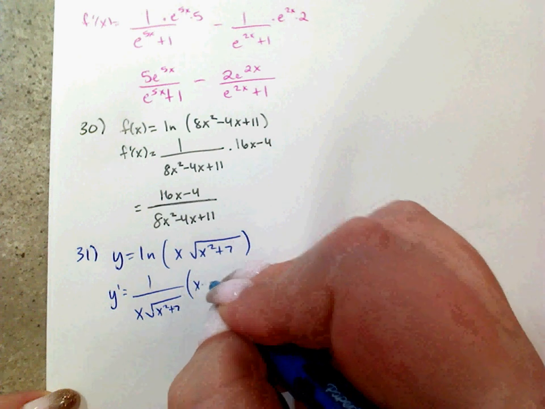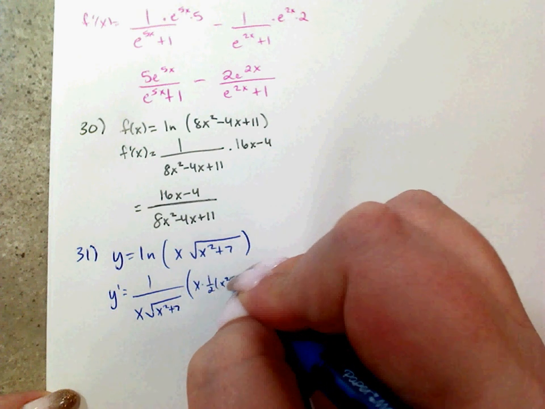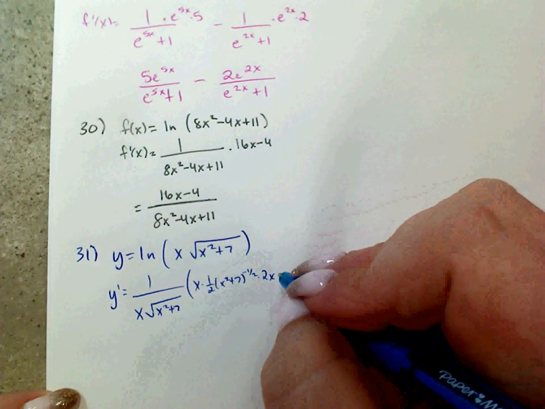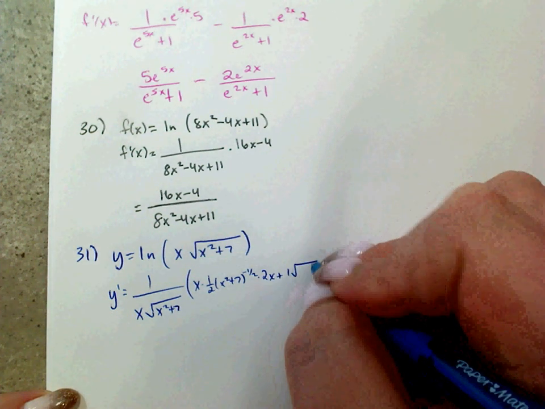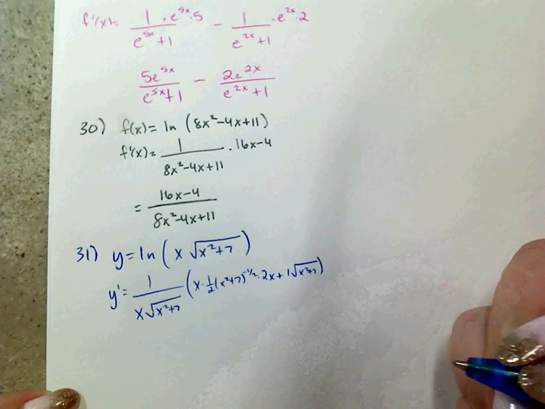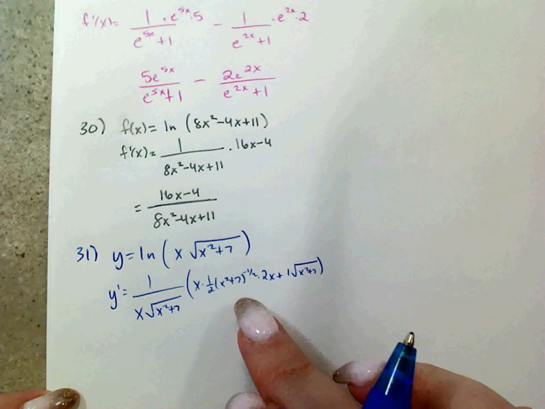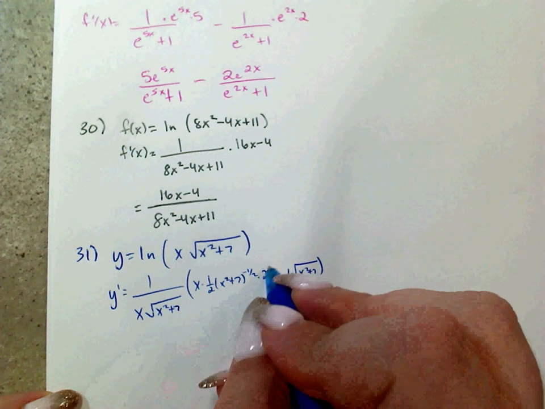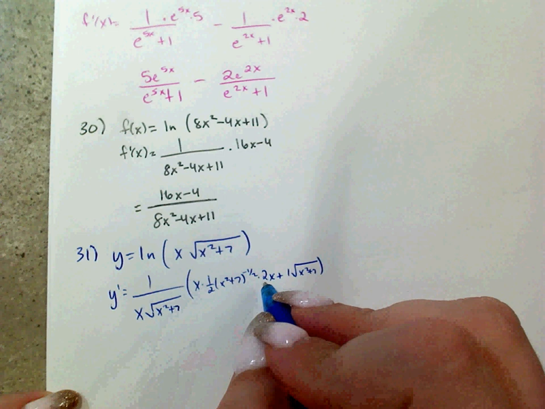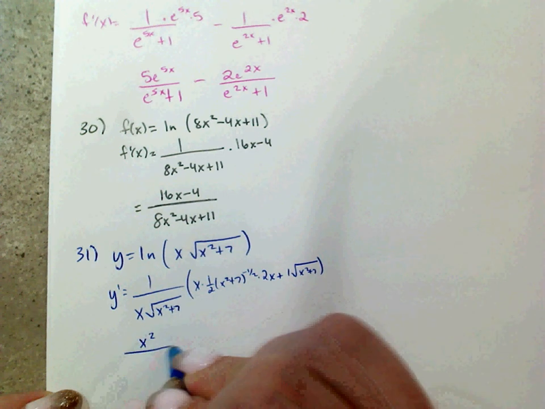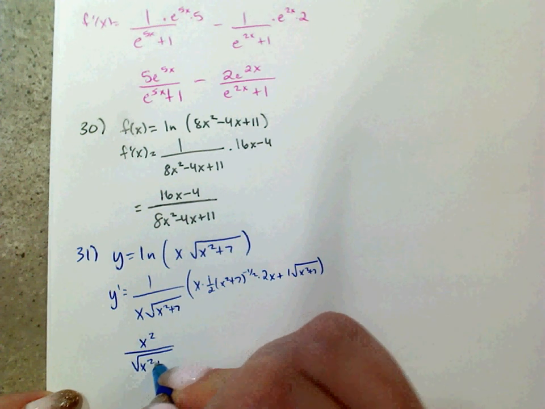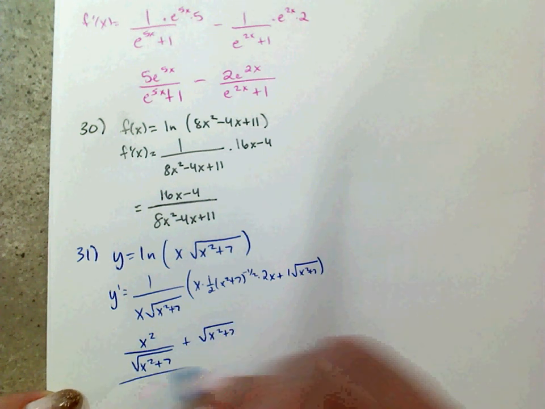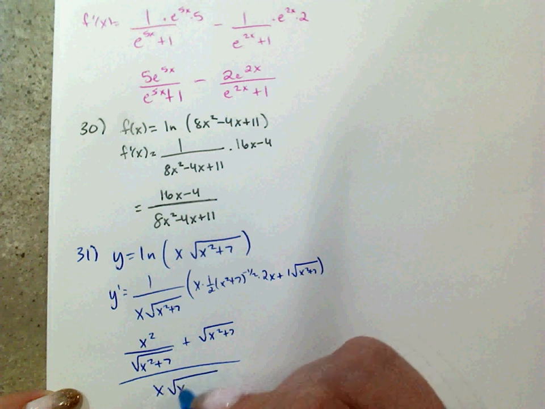So you'd have to say first times derivative of the second, so 1/2 x squared plus 7 to the negative 1/2 times derivative of the interior 2x plus the derivative of the first, which is 1 times the square root of x squared plus 7. And you could totally do that, it's going to have a bunch of fraction work though. The 2's simplify each other out, the x's combine, so you're left with x squared over the square root of x squared plus 7 plus the square root of x squared plus 7 all divided by x times the square root of x squared plus 7.